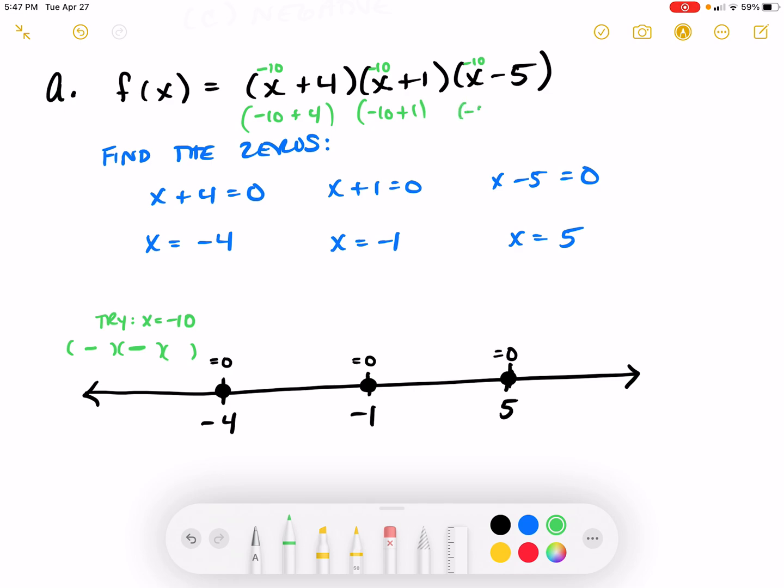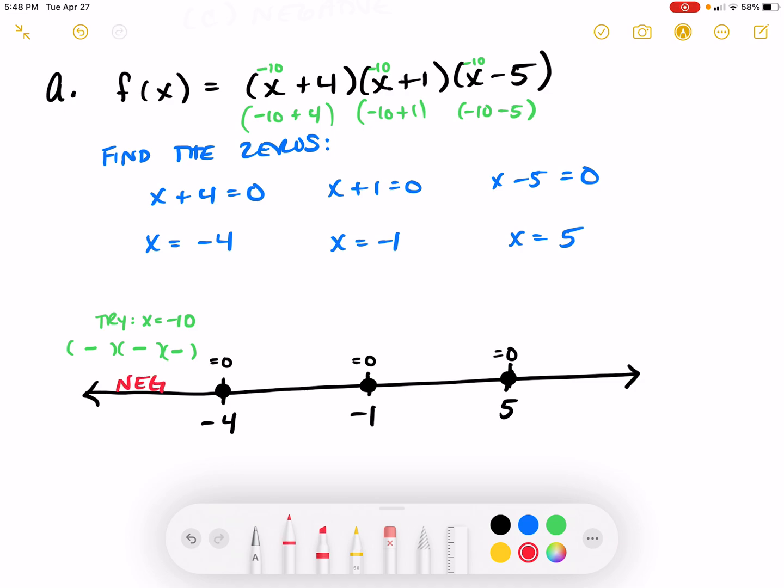Finally, then, I plug negative 10 into here, and I can quickly see that if I plug a negative 10 in for x, negative 10 minus 5, the result is going to be negative. So here's the question. What happens when we multiply a negative times a negative times a negative? Well, what happens when you multiply three negatives? The result is going to be a negative.